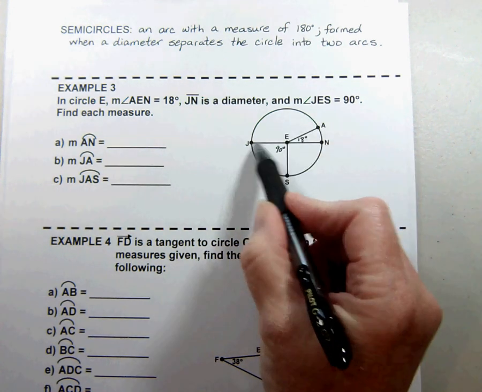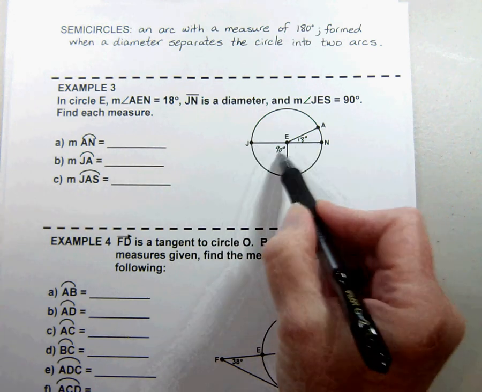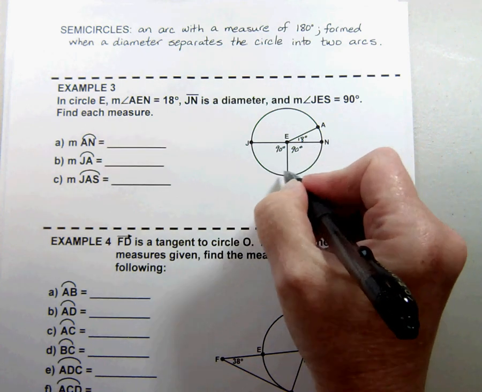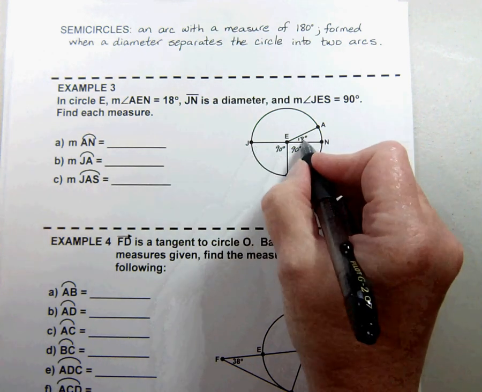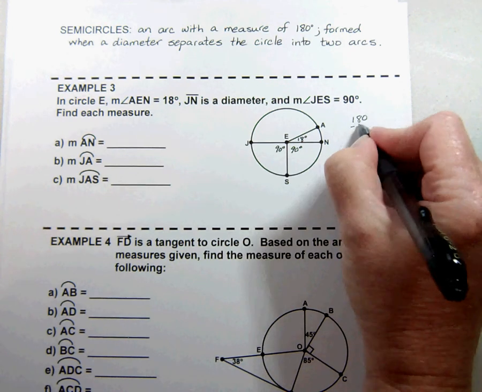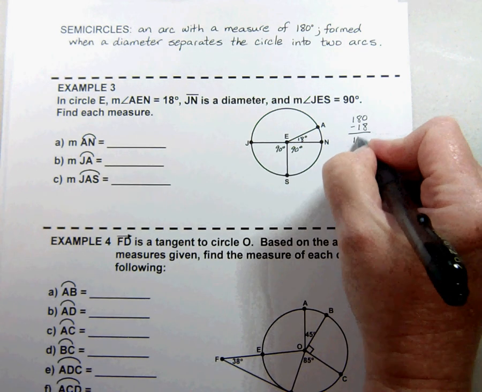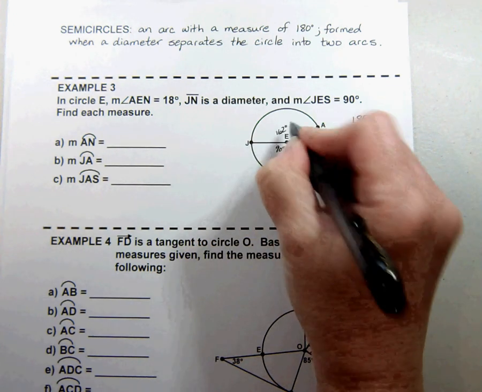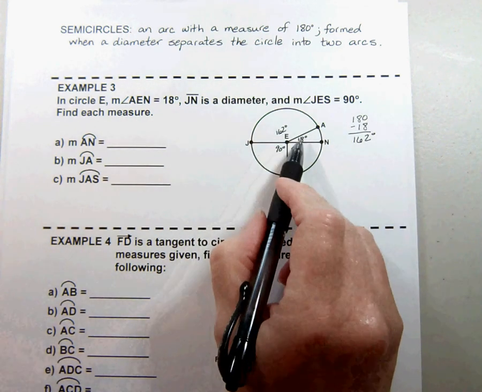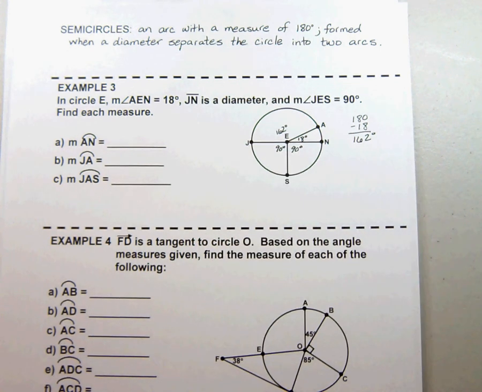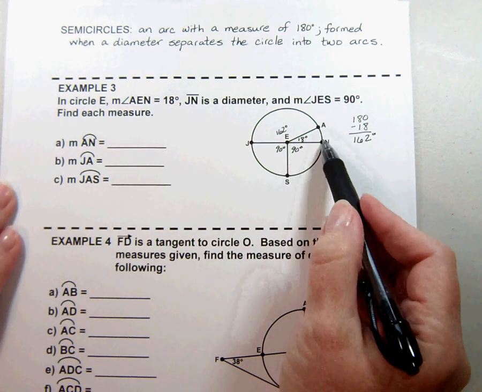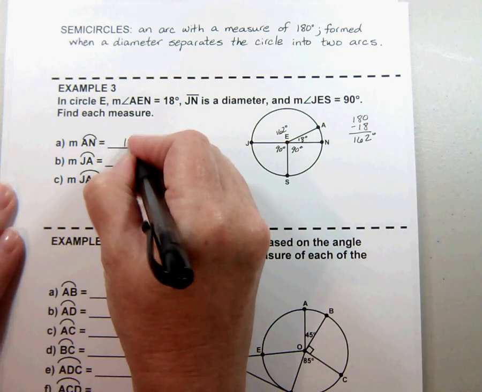So if the semicircle is formed by these two angles right here, this one would also have to be 90, because the sum of the two has to equal 180. And if you subtract 180 minus 18, 162 is the angle JEA, because it's the other half of the semicircle. Now when they ask for the measurement of the arc AN, the arc here has the same degree as the central angle.